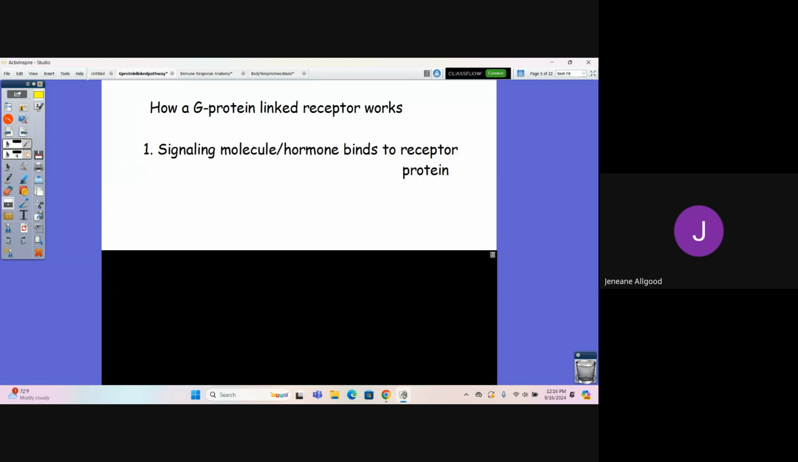All right, let's get into our pathway. So first, a signaling molecule or hormone binds to a receptor protein. That specific signaling molecule or hormone in our example pathway is going to be epinephrine. Of course, it doesn't have to be epinephrine, but it could be. So I'm going to use the same colors throughout, and I would suggest you do that as well.